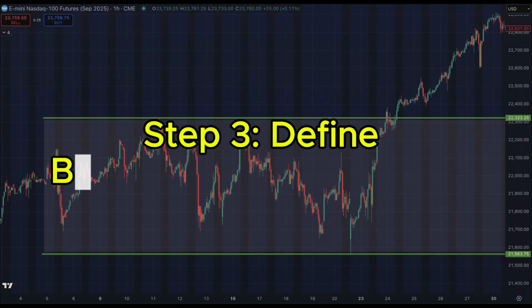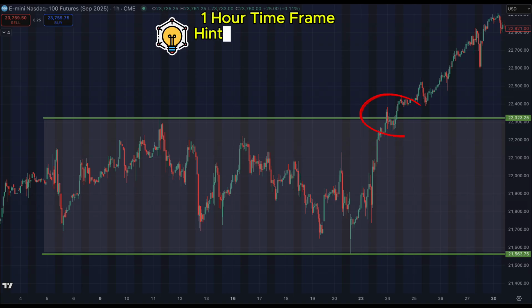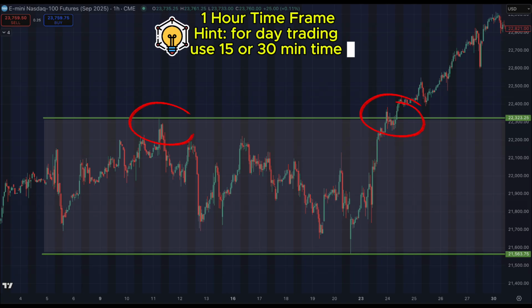Step 3. Define breaks of structure, BOS. When price breaks above a previous swing high in an uptrend, that confirms strength in buyers. When it breaks below a swing low in a downtrend, that confirms strength in sellers. These breaks of structure are key signals that control is staying with the dominant side, buyers or sellers.